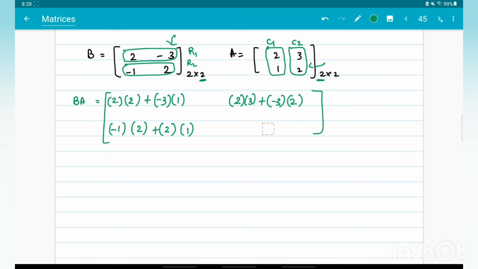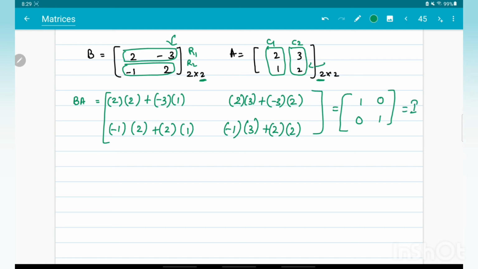Okay, so now the second row is going to be multiplied with the second column, that is minus 1 will be multiplied with 3 plus 2 will be multiplied with the 2 of that column. Okay, now when I solve this, I get an identity matrix in this case also.